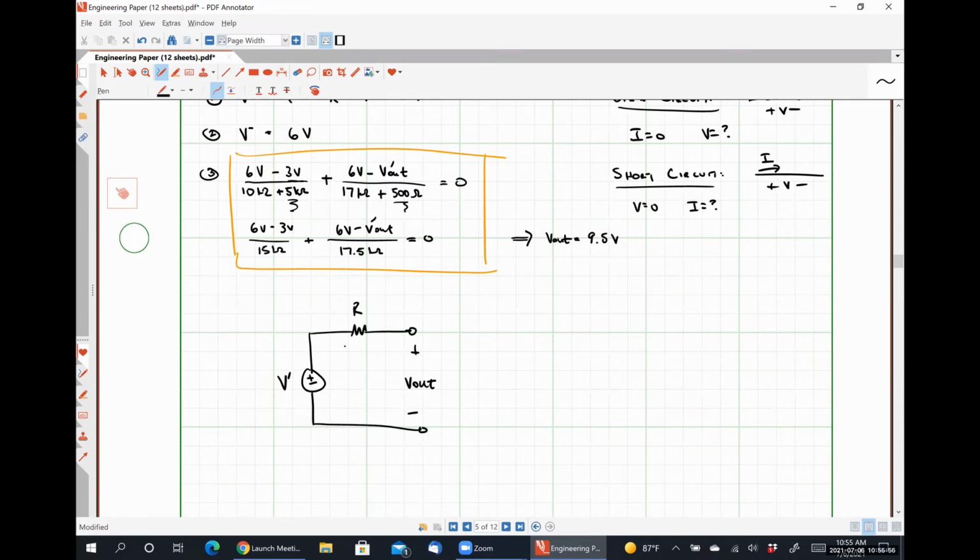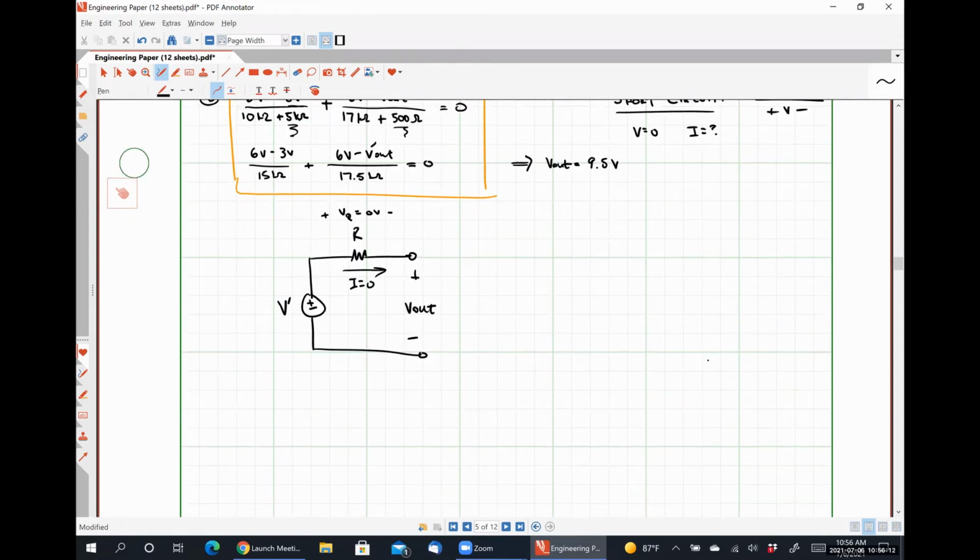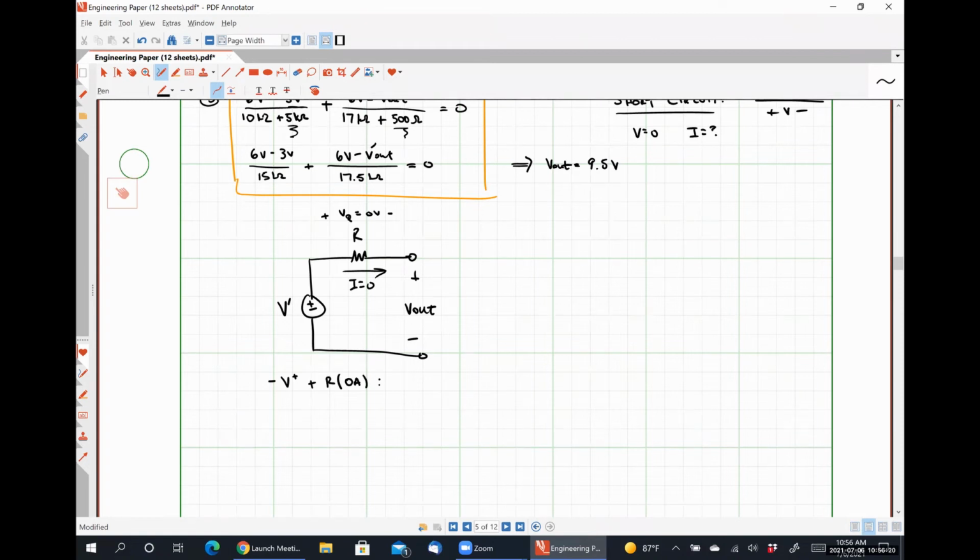They must be identical because this current is 0, which means this voltage, VR, is 0, which was how the circuit was originally set up, right? So a simple Kirchhoff's voltage law would tell us that we have negative V prime plus R times our current, which is 0 amps, plus V out is equal to 0, which gives us V plus is equal to V out. That is what our original circuit looked like.